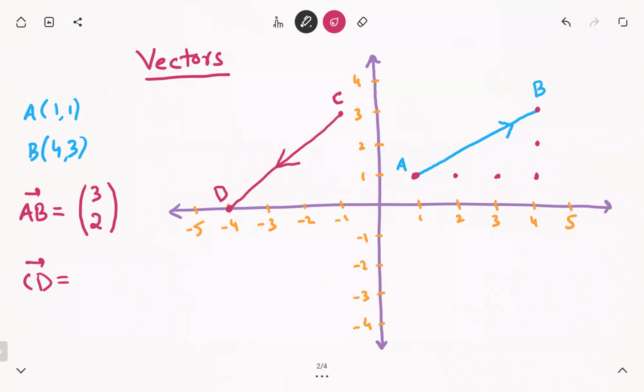Yes, if you count from C to D, first you need to move towards left. Start from C. So you need to move towards left. कितना left? 3 units left. And then you have to move down. और कितना down? 3 units down. So it should be -3, -3.